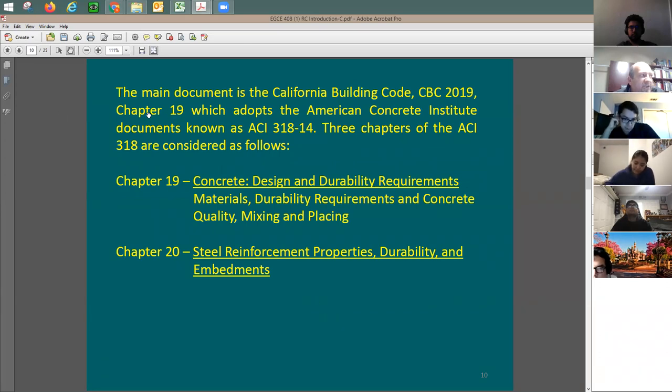Again, when you go into chapter 19 of the CBC, you're going to see that it adopts the ACI 318 2014. And then there are a couple of chapters here that are really important that you look at. We're going to be including all of that in our slide sets.